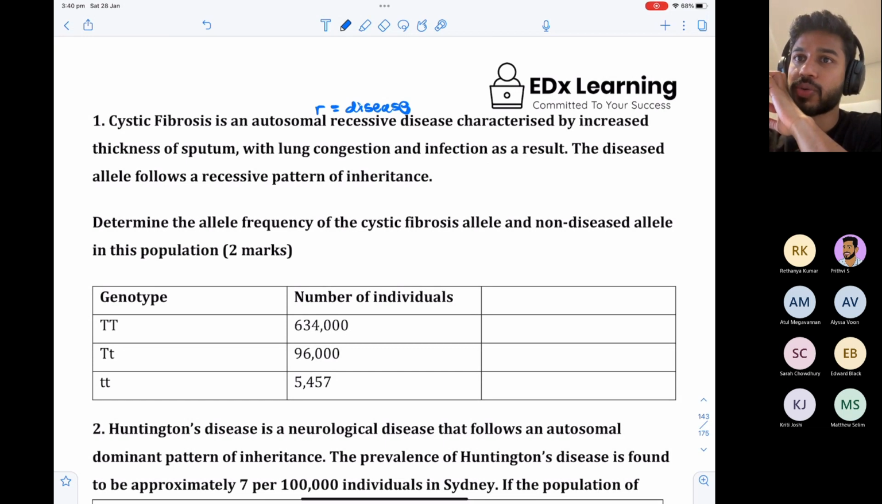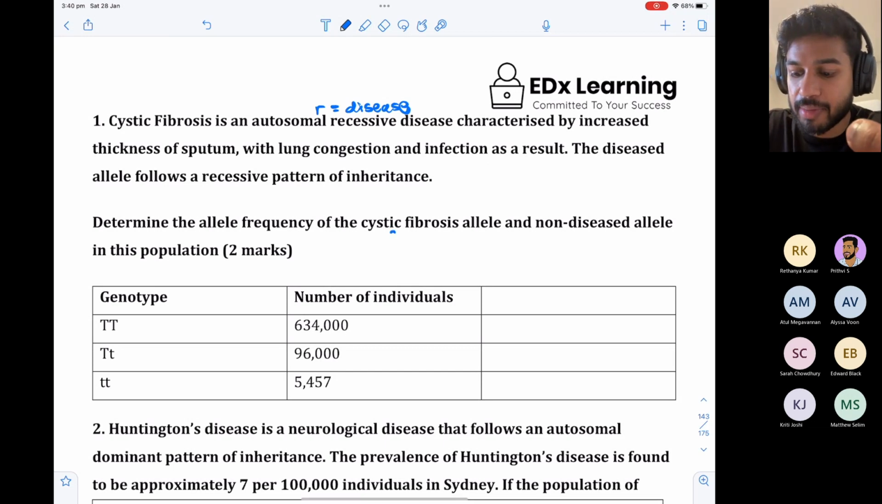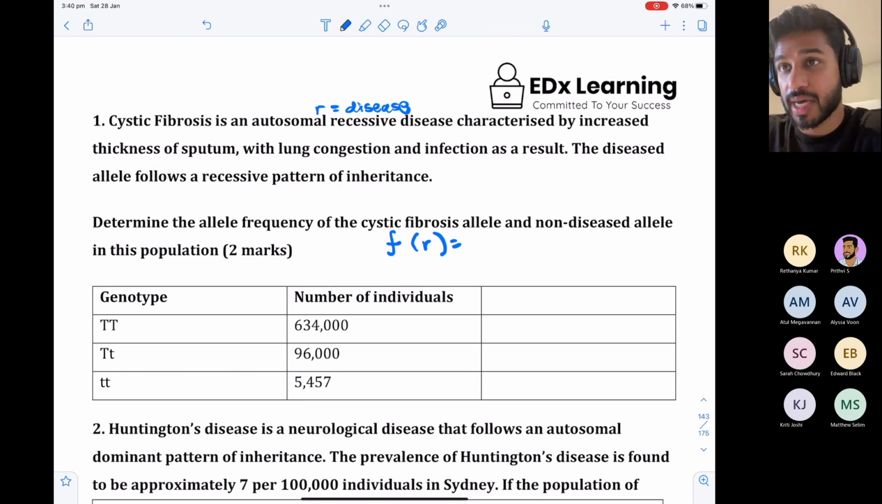Okay. So we've been told it follows an autosomal recessive pattern of inheritance, and you've been asked to find the allele frequency of the cystic fibrosis allele. So what they're asking in mathematical terms is calculate the frequency F of the little r allele in the population. And when they say calculate the frequency of the non-diseased allele, you're calculating the frequency of the big R allele in the population.